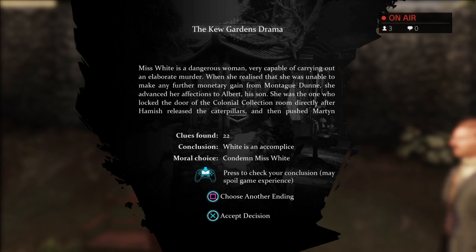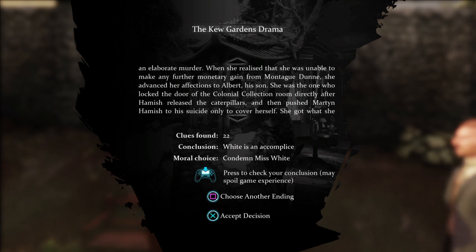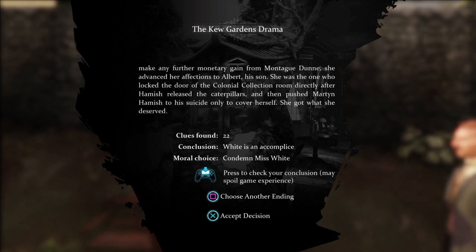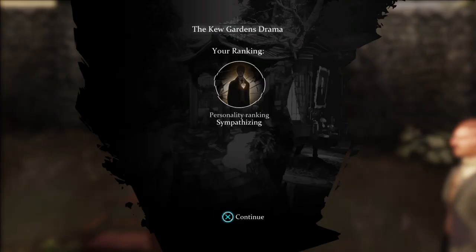Okay, the Kew Gardens drama. Miss White is a dangerous woman, very capable of carrying out an elaborate murder. When she realized that she was unable to make any further monetary gain from Montague Dunn, she advanced her affections to Albert, the son. She was the one who locked the door of the Colonial Collection room directly after Hamish released the caterpillars, and then pushed Hamish to his suicide only to cover herself. She got what she deserved. Yeah, I accept the decision. Yes. Sympathizing, alright.